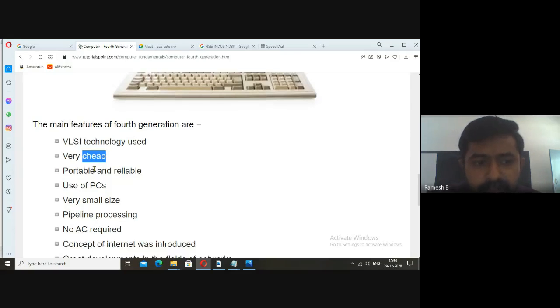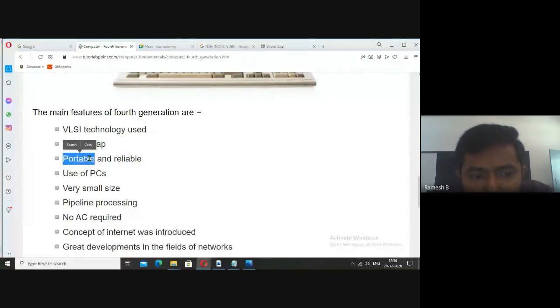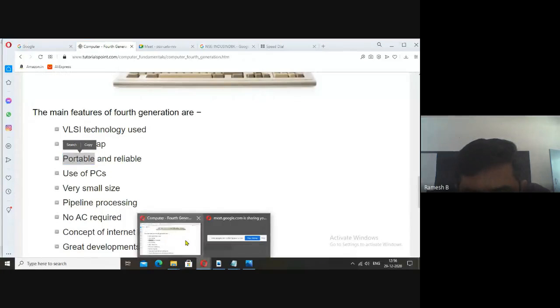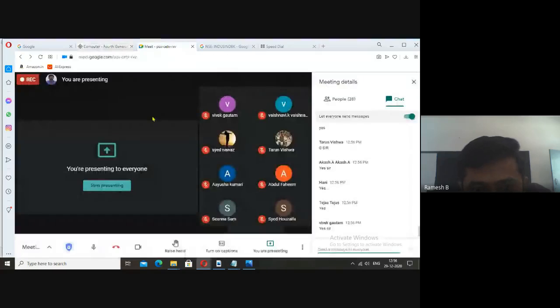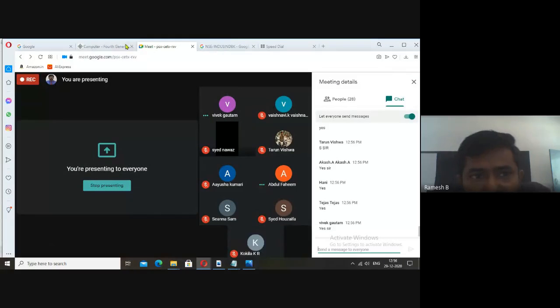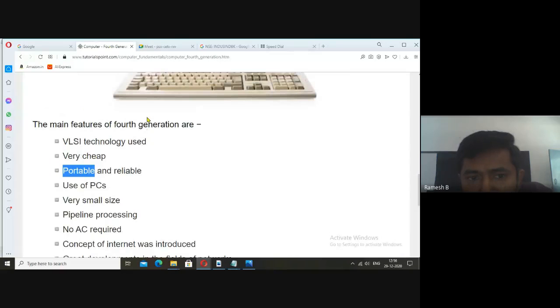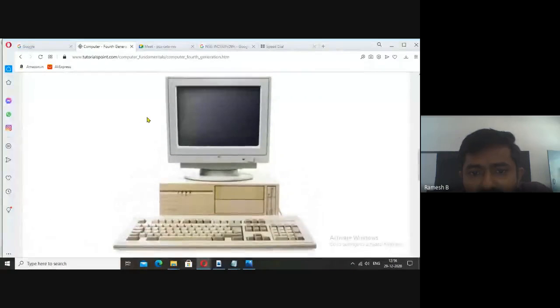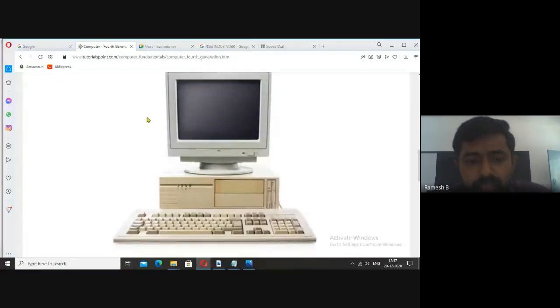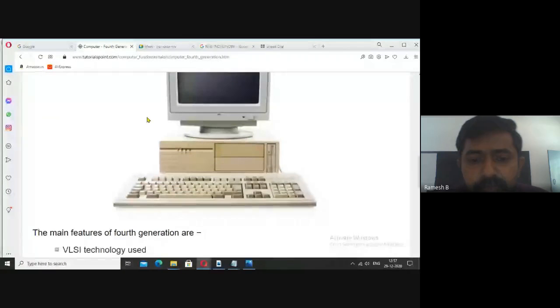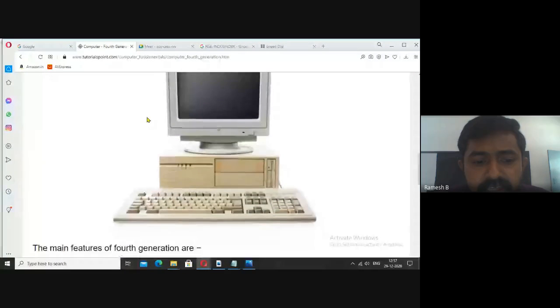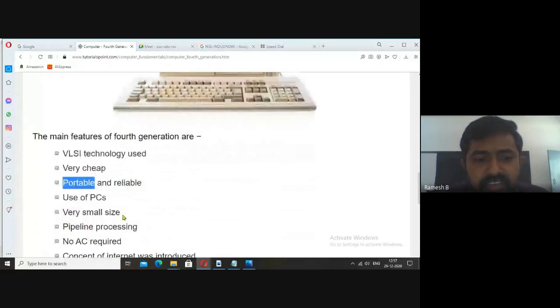They are portable. What is the meaning of portable? They are portable, they can move from one space to another space. Whenever we say portable computers, we can carry them. We can port them. The previous generations were not able to be carried, they were not portable. And they are reliable. If I write a program, they will give you the exact output, whatever we want. That's what reliable is.